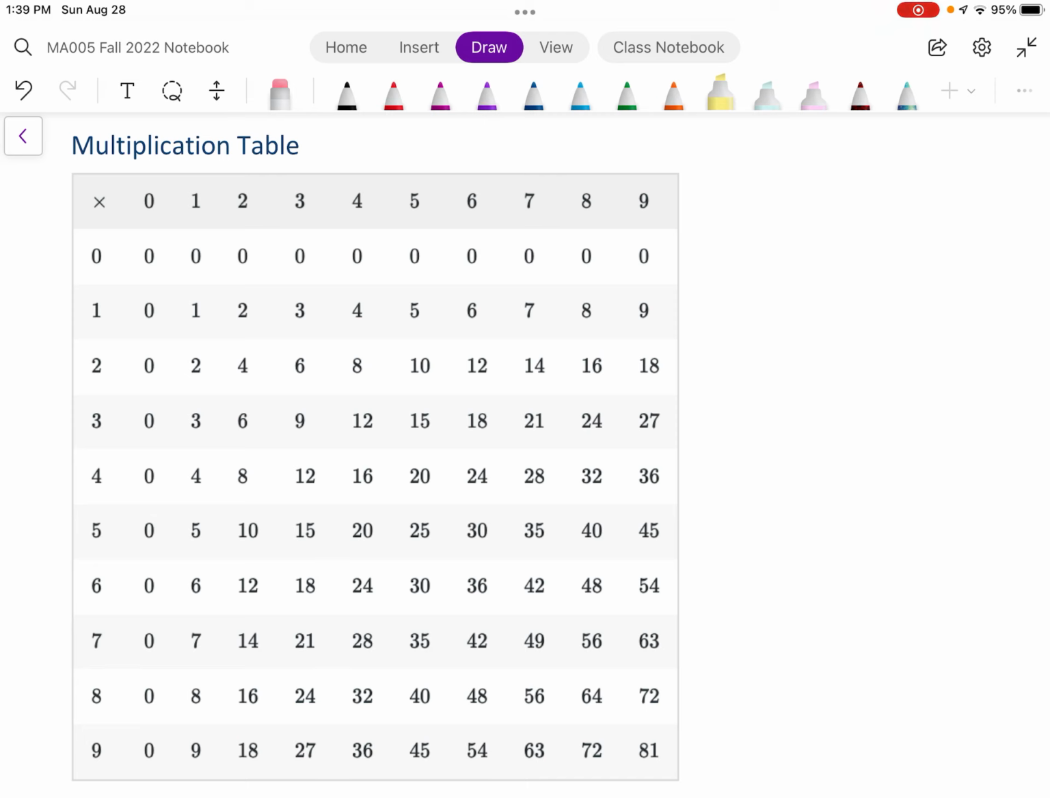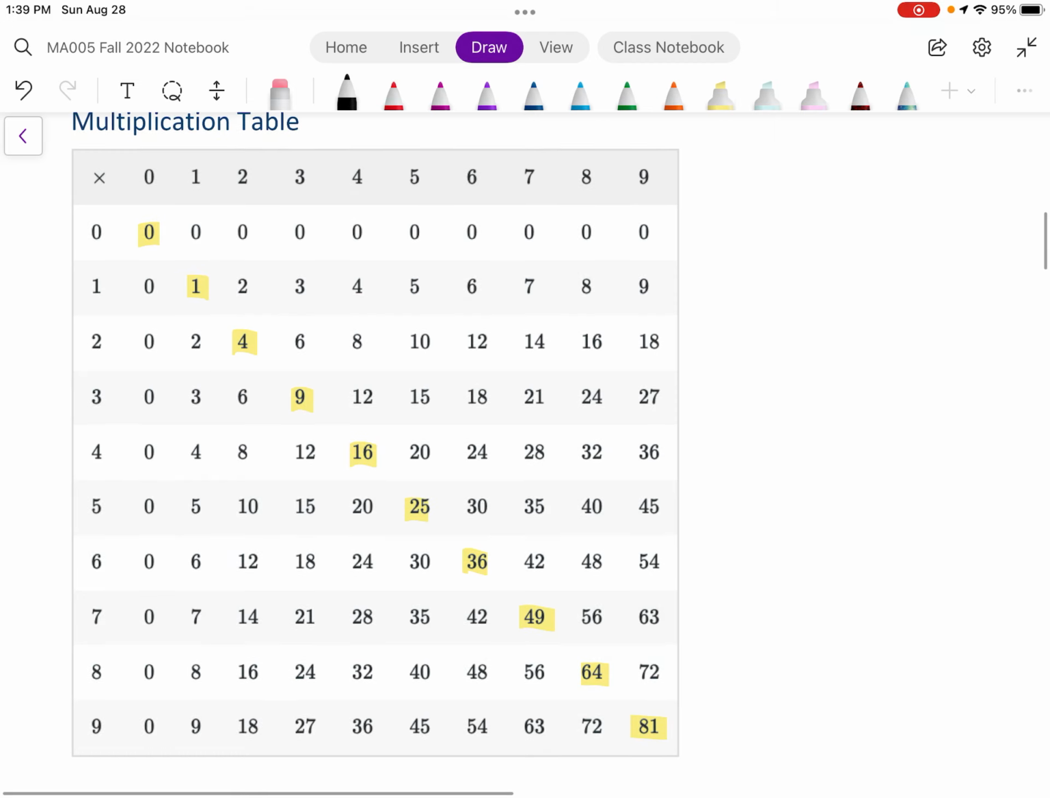And you can do things like highlight the perfect squares so you can see right down the middle. The perfect squares are right there. So 2 times 2, 3 times 3, 4 times 4, and so on. Okay, so use lots of tools to make sure you know your multiplication facts.